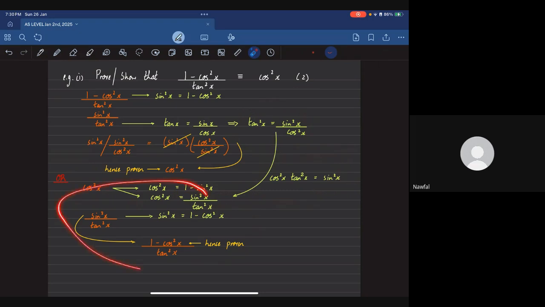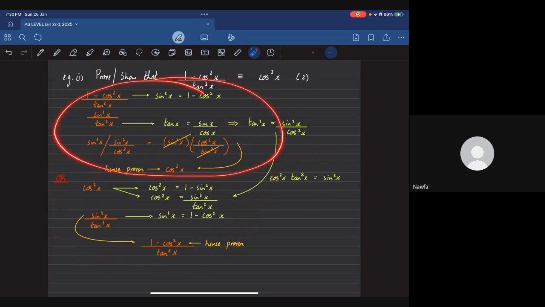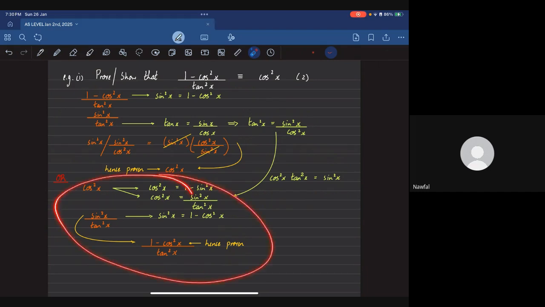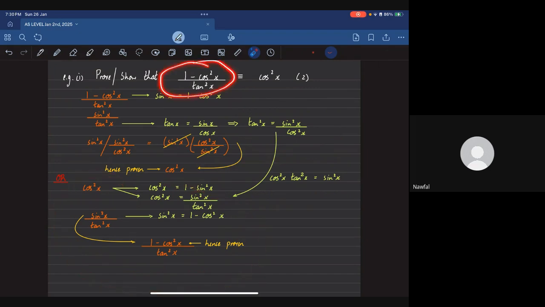If I had attempted this method first, then you guys would have been a bit more shook. But because you had already seen how the identity was proven in the first one, that is why this looked a bit easier. Is this clear? So my advice to you guys would be to use simplification. It can be done both ways. I have already proven that it can be done both ways. You can get 1 minus cos square x over tan square x is equal to cos square x. You can prove it this way or you can prove it this way.